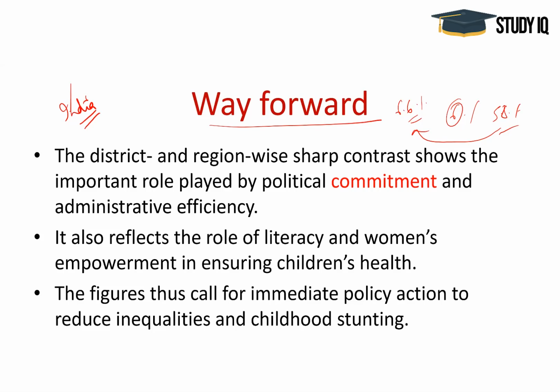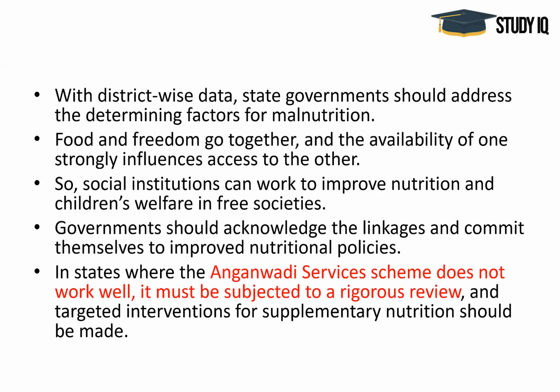So we should prioritize and invest in the data needed and the capacity to use it, and we should scale up the financing for nutrition. We should make and deliver better commitments to end malnutrition in all its forms, and ambitious transformative approaches will be required to meet global nutrition targets. We can also give strength to the Anganwadi services scheme, and we should give more budget here. It does not usually work well, so it must be subjected to rigorous review. And the government should acknowledge the linkages and commit themselves to improve the nutritional policies, right?